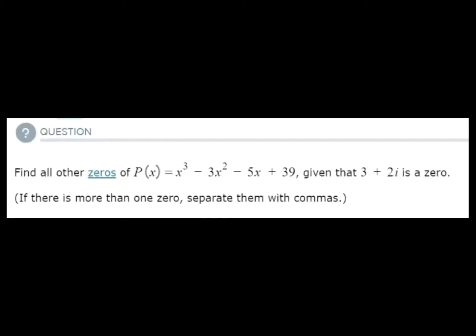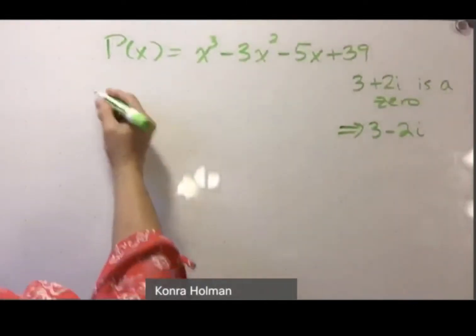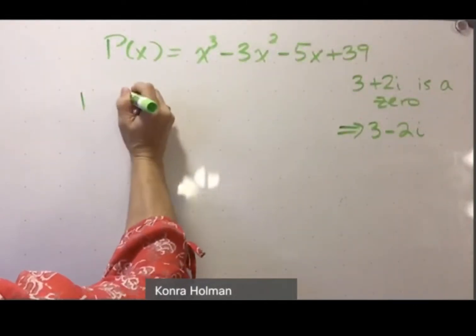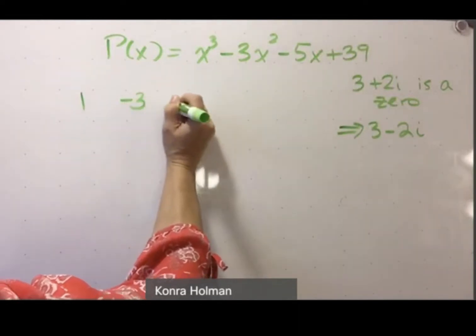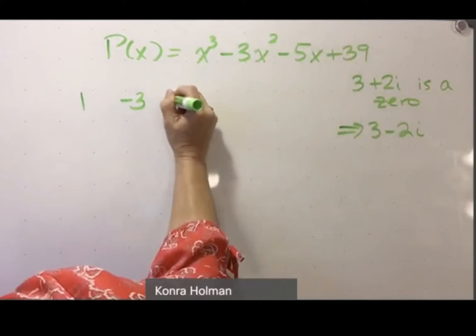Okay, so you automatically know that this means that you have another 0, 3 minus 2i. So we have a couple of different options. I'm going to go ahead and go the long way first of all. So if I take, let's see, I've got 1, -3. So 3, 2, 1, 0.